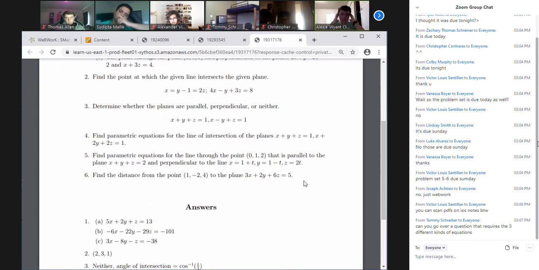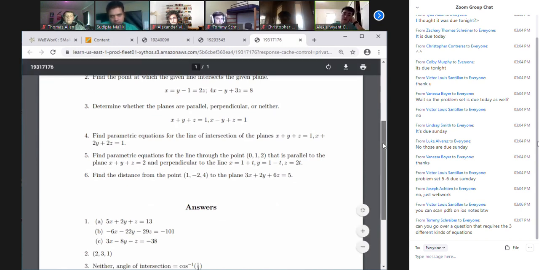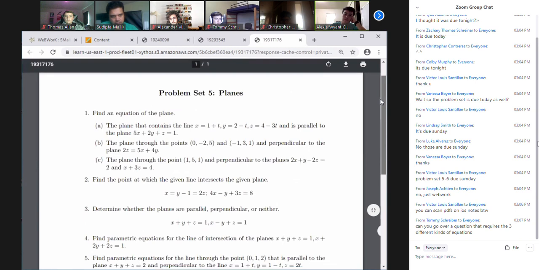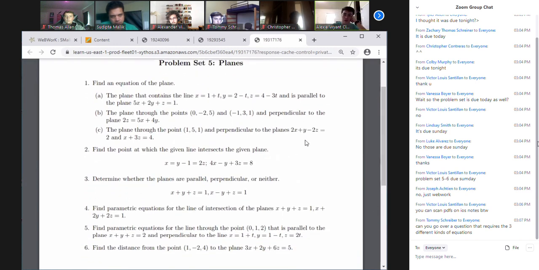Yeah, I have a question. On problem set 5, how would you start number 2? Would you put it in vector form and then do cross... what's it called? Cross product?